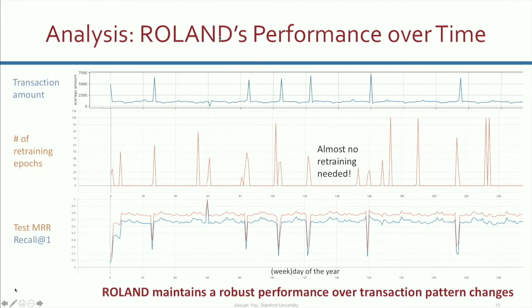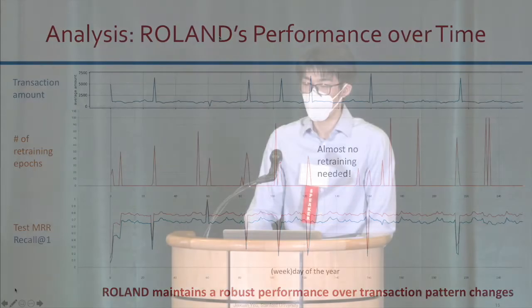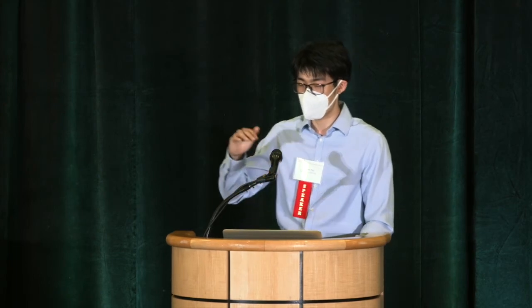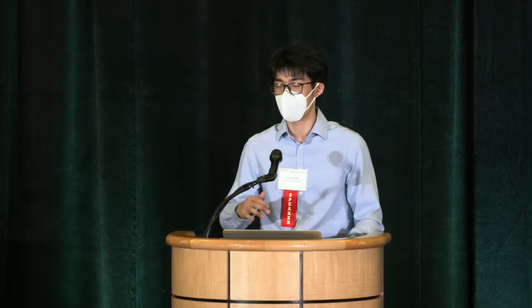Besides showing these figures and results, here we did more analysis on Roland's performance over time. In the first row, we show the transaction amount over time, and you can see that there are some spikes over the year. On the second row, we show the number of retraining epochs of Roland. And we can see that in most of the cases, there's no retraining needed. That is thanks to the meta-training perspective of the Roland framework. And there are some small spikes in the middle, which means that the model is adapting to the pattern changes of the data. And in the final row, we show the performance of Roland measured in MRR and recall at 1. And you see that Roland can maintain a pretty robust performance over transaction pattern changes.